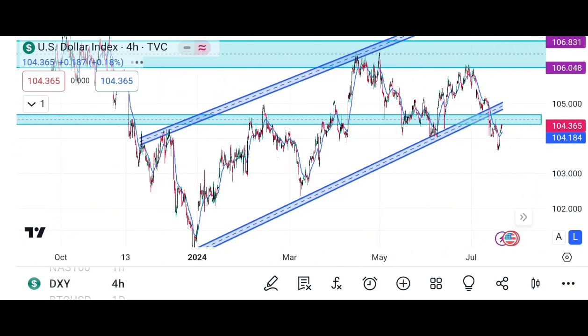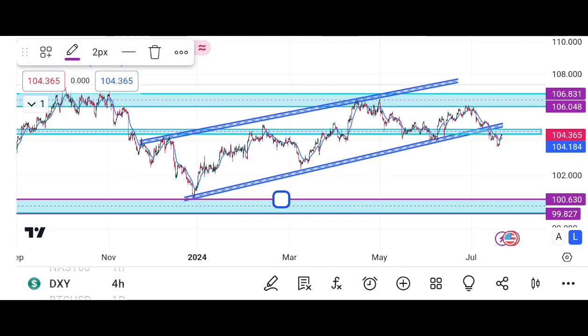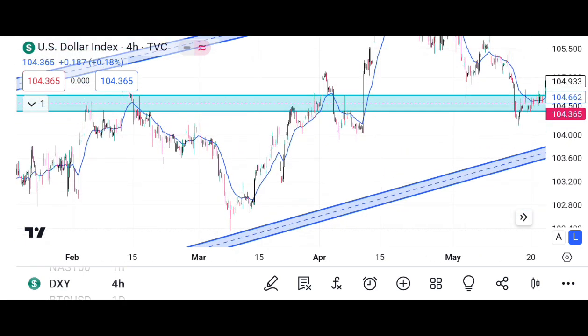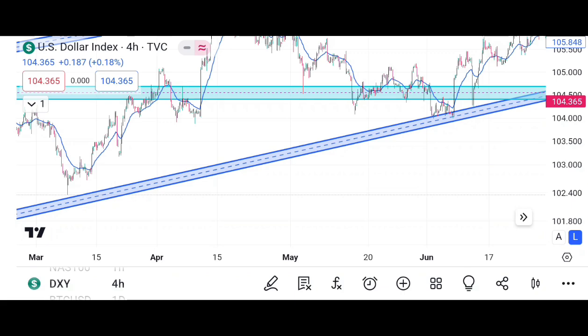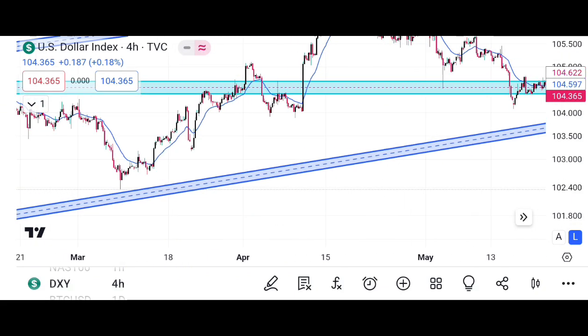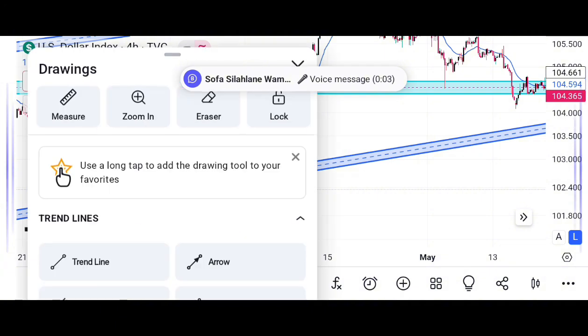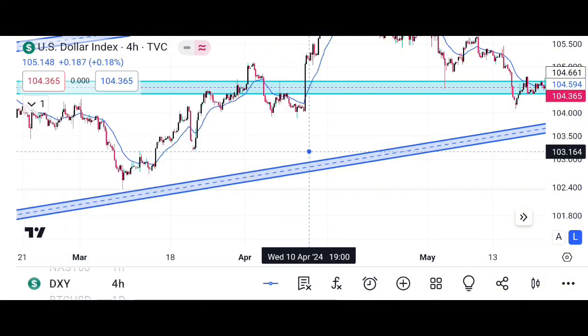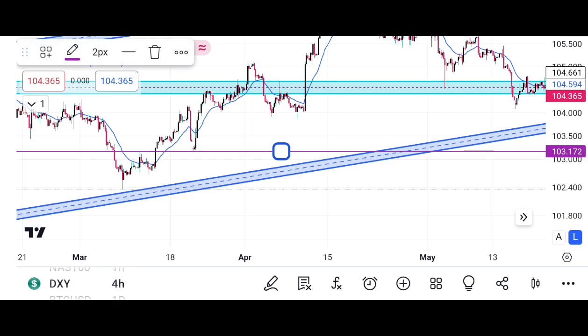Since this is a far target, I'm not going to be aiming at this target for now. I'm going to be aiming at the nearest targets. This target over here is my TPs.